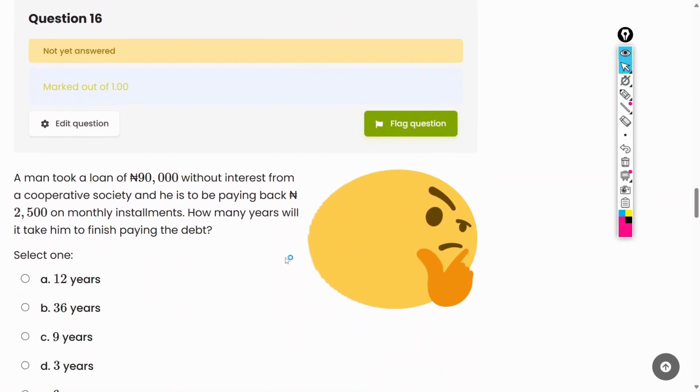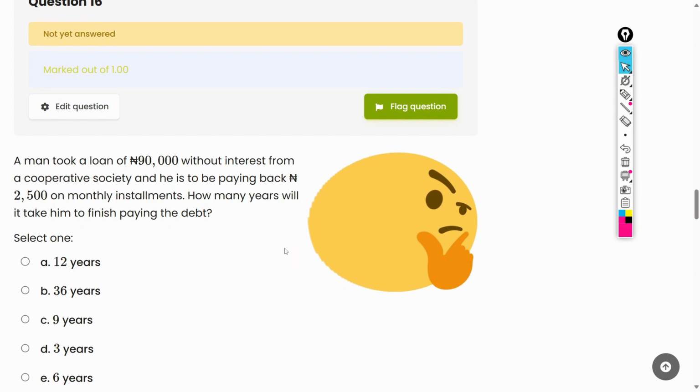Question 16. A man took a loan of 90,000 naira without interest from a cooperative society, and he is to be paying back 2,500 on monthly installments. How many years will it take him to finish paying the debt? So the first thing we want to do is to find out how many 2,500s are there in 90,000. And the way we can do that is by dividing 90,000 by 2,500.